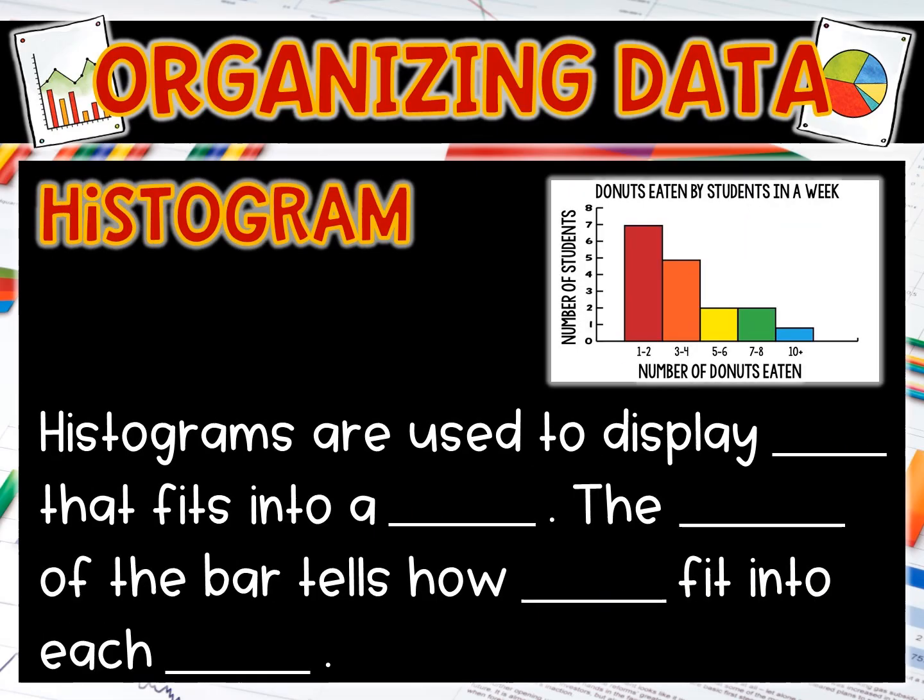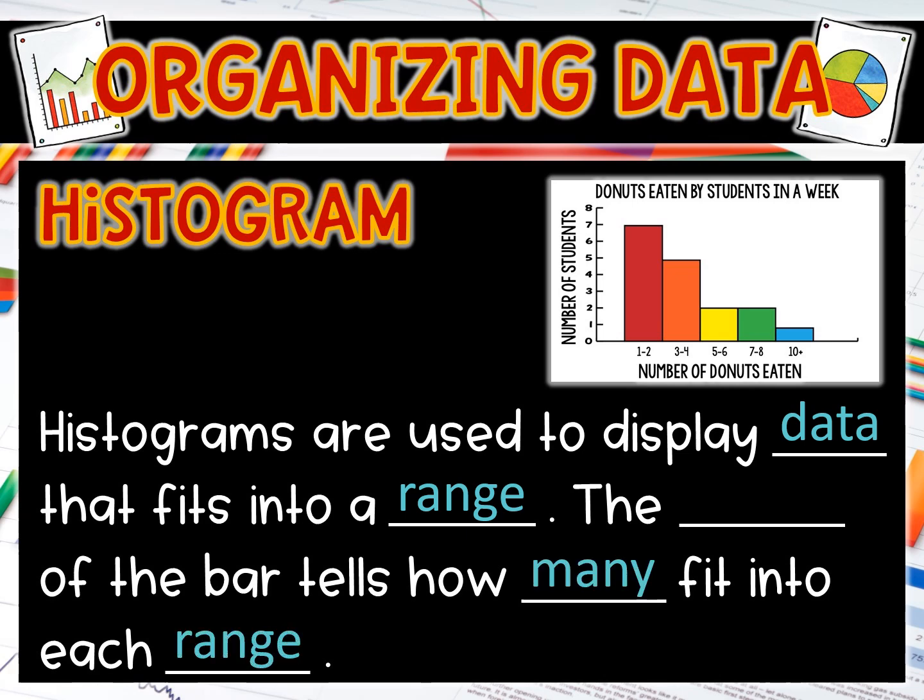Our third type of graph we call a histogram, and histograms are used to display data that fits into a range. The height of the bar tells how many fit into each range. If you look on the left, which is our y-axis, you can see the number of students, and then on the x-axis, the number of donuts each one ate. So the higher it goes, the more that were eaten.